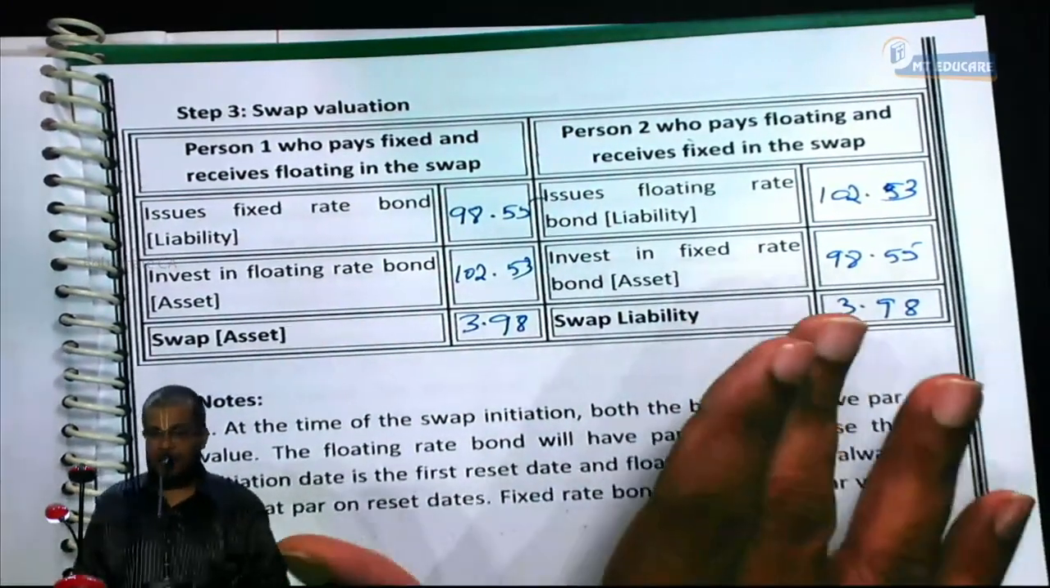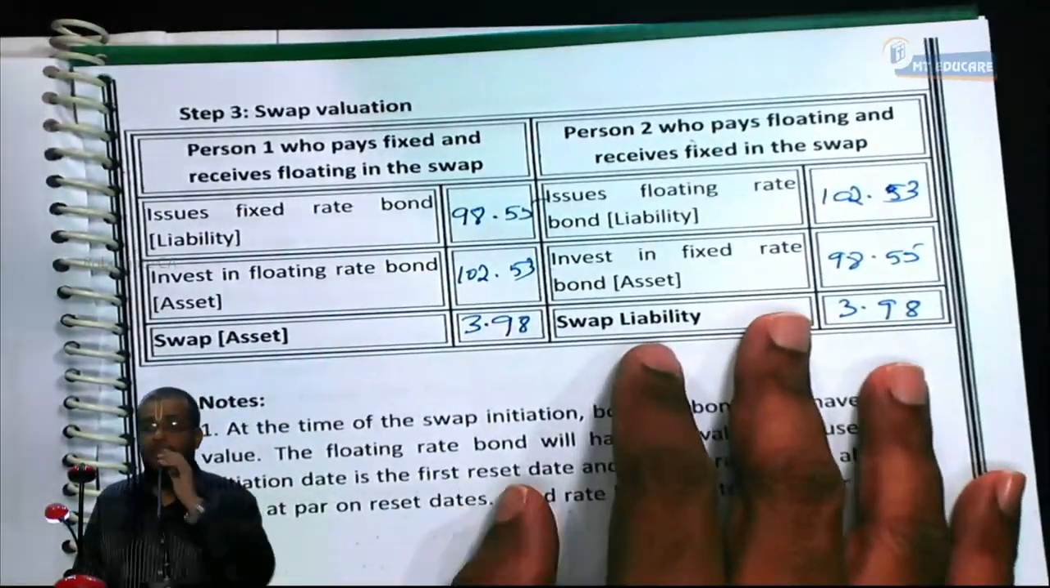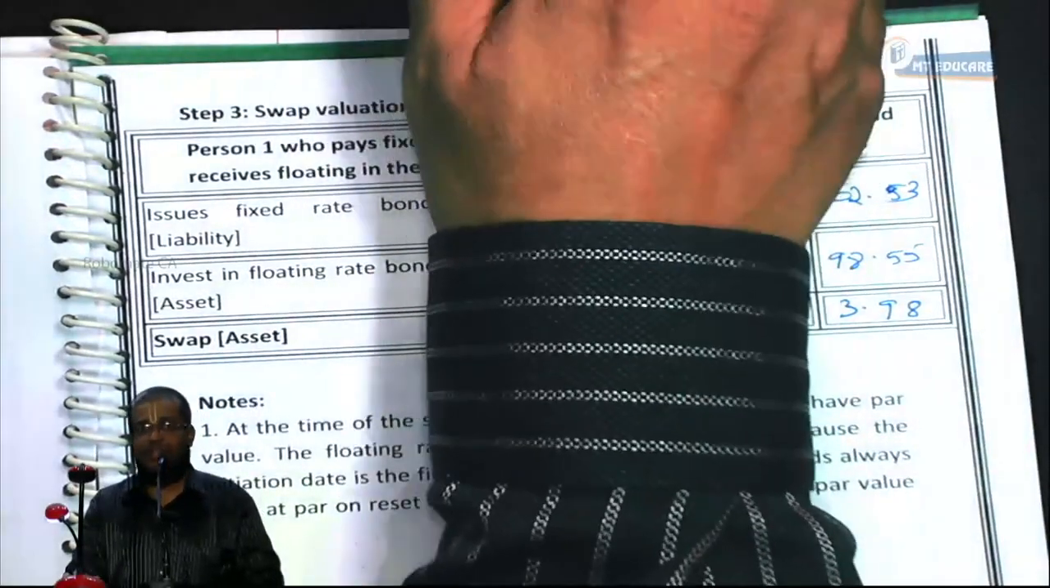Is everybody understanding it? So this is how we should be valuing the swap using what method? Bond prices valuation method. Okay.